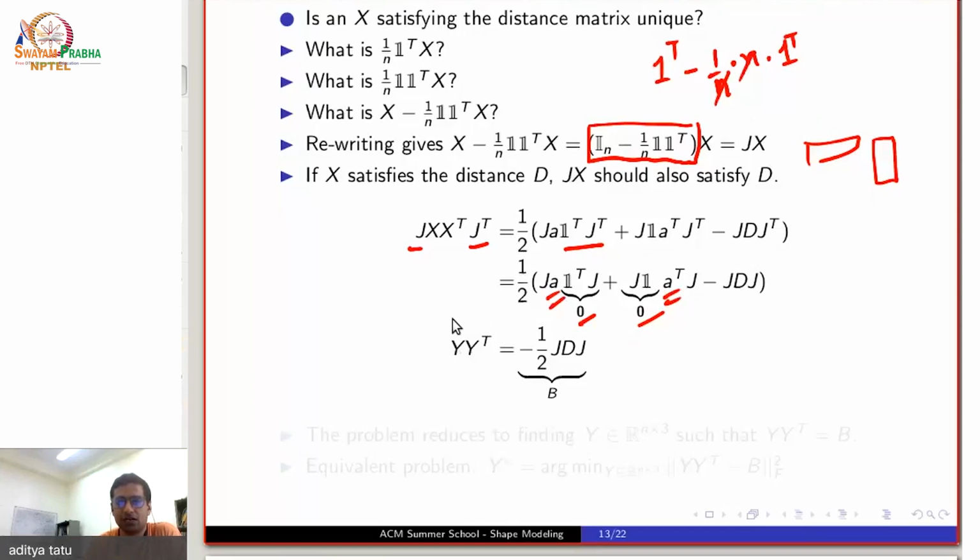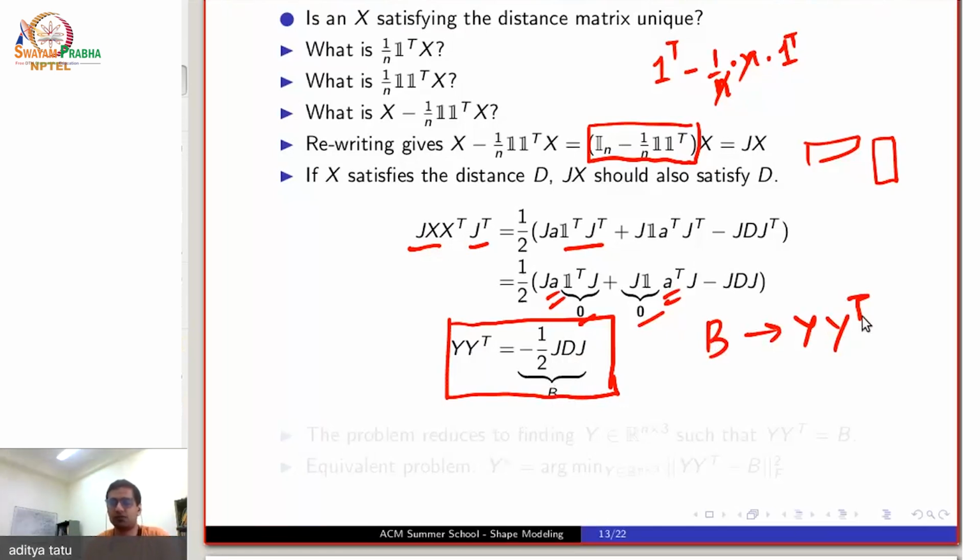Okay, and finally you are left with, so I'm just introducing a new notation for Jx. Instead of Jx, I will use Y. Y transpose must be equal to minus half JDJ. J is a matrix that we can construct. D is given to us. All we have to do is, if I call this matrix B, then B is available. From B, I need to factorize this into two matrices, Y Y transpose. And Y is nothing but your origin centered X that you are looking for.